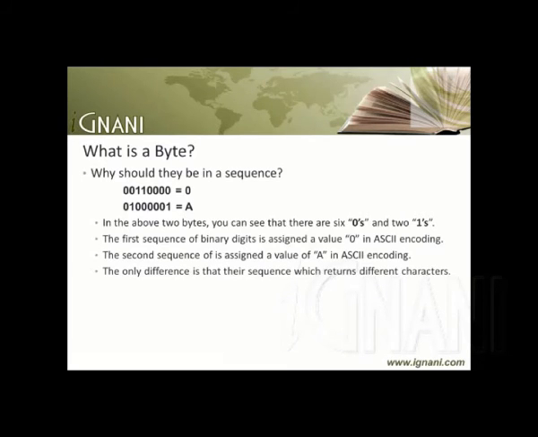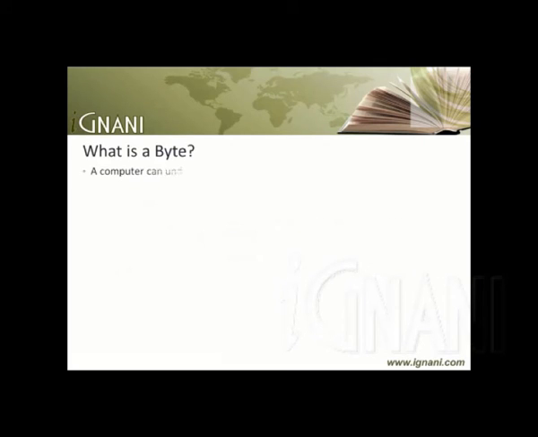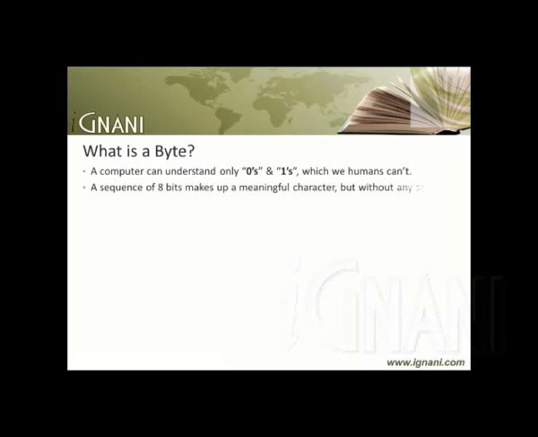While in the first sequence, the third and fourth digits are ones, the second sequence contains the second and the eighth digits as ones. In this example, you can find out why it is so important to have the bits in a sequence, and not just in any order. A computer can understand only zeros and ones, which we can't. A sequence of 8 bits makes up a meaningful character for us, but without any sense.